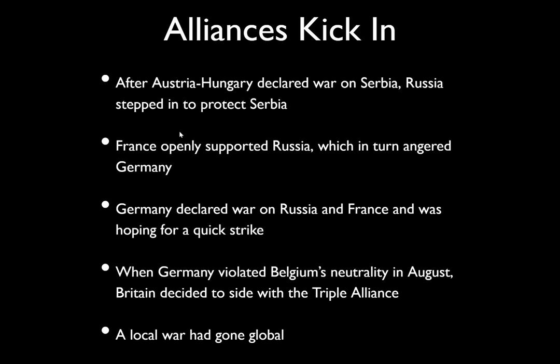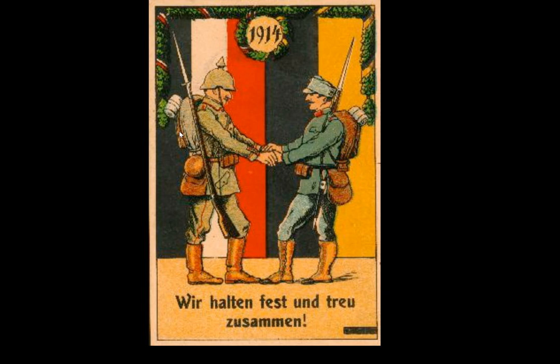And so Germany decides, let's just take a shortcut. Let's go through Belgium. That way we can sweep down over Paris. Boom, knock out France in a month. But the problem was Britain was not happy about Germany basically mistreating Belgium. And then Britain decides to jump in.